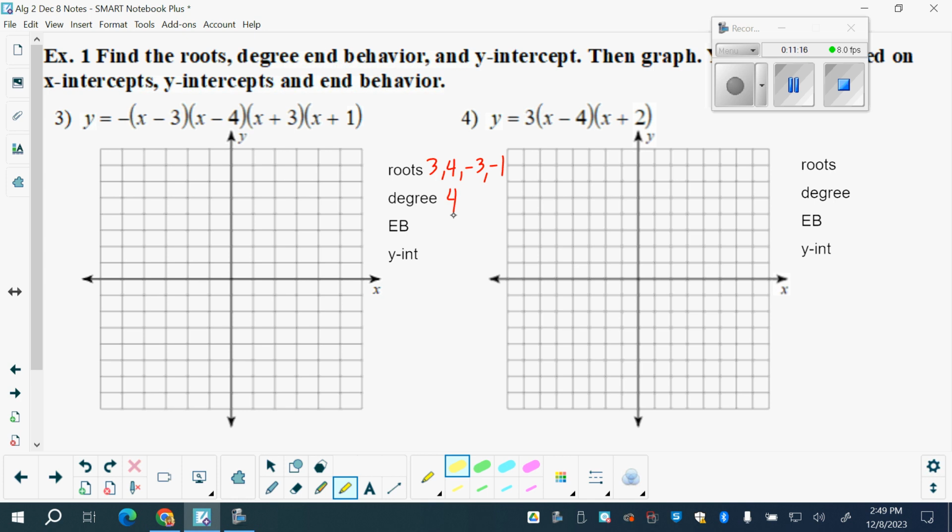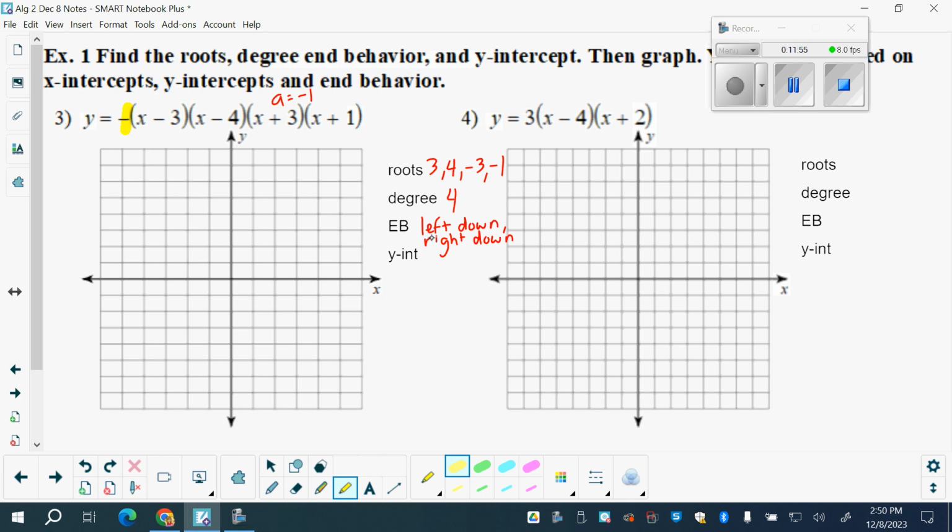Okay, what's A on this one? A is -1. So my A is negative, my degree is even or odd? Even. So even degree, A is negative. What's my end behavior? Left down, right down. Questions on that? Yeah, down, down.